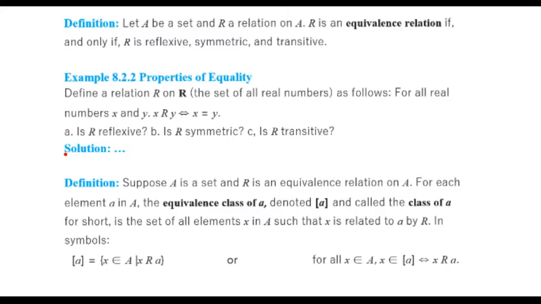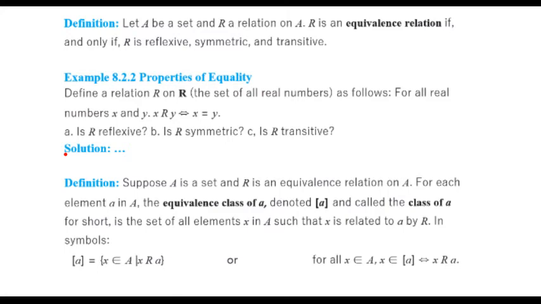So let's see an example of an equivalence relation. We know that there is a relation on R, which is the set of all real numbers, which we call the relation of equality. It basically says any two real numbers x and y are related, or we can say x is related to y, if and only if x is equal to y. That's called the relation of equality among the set of all real numbers.